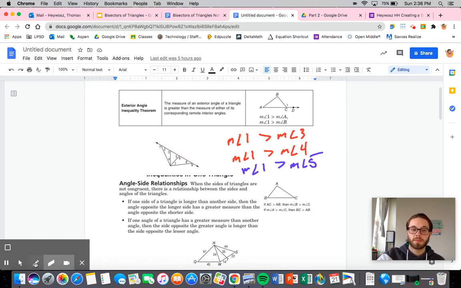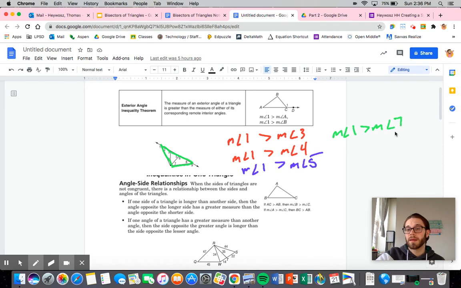All right. Well, now what? I could still also use the whole triangle. So we know that the measure of angle 1 then, again by the exterior angle inequality theorem, is going to be bigger than the measure of angle 7 and 9. Right? I don't know how these all relate to each other. I don't know if 3 is bigger than 4, or 4 is bigger than 5, or 5 is bigger than 7. I have no idea. All I know is that 1 is bigger than all of these things.